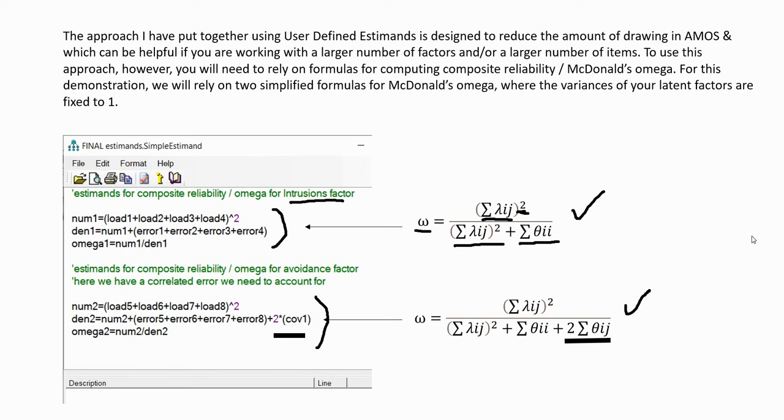Now the second formula is for the computation of omega for the avoidance factor, but because we have a covariance between two of our error terms, we need to account for that in the formula. So in this formula, you'll see that what we have in the numerator is exactly the same, and this portion of the denominator is the same as what we had above, but now we also are going to incorporate this element right here, and that is 2 times the sum of all of the covariances that are included in the model. And because there's only one covariance included in the model, it's just basically 2 times that covariance.